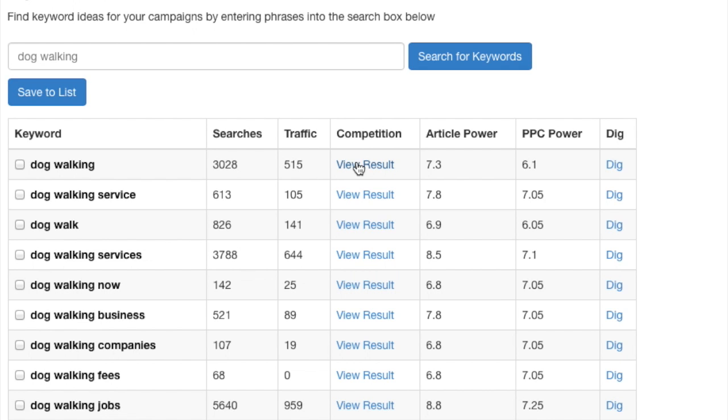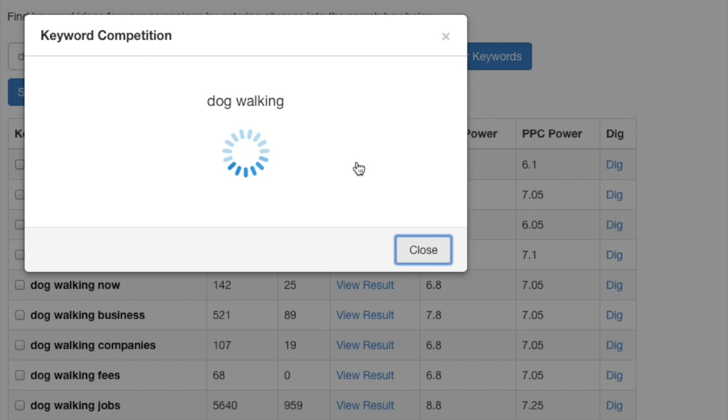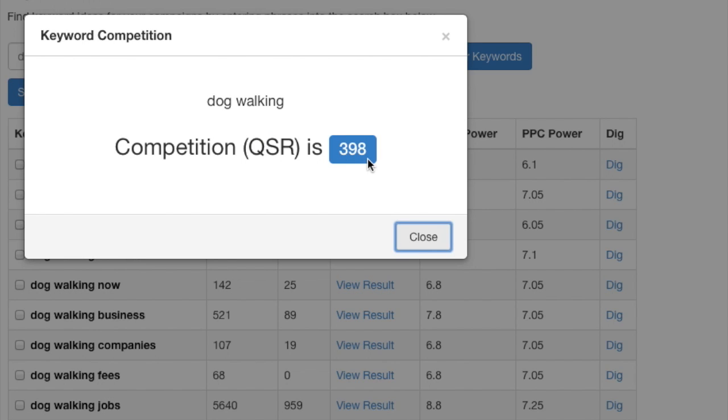However, by itself, this isn't necessarily a good result because I want to know what the competition is. Really, I want a competition or a QSR figure less than 100. So this is nearly 400. That means there's a lot of sites out there that are going to be competing for this term. So my chances of ranking with a new website would not be very good.